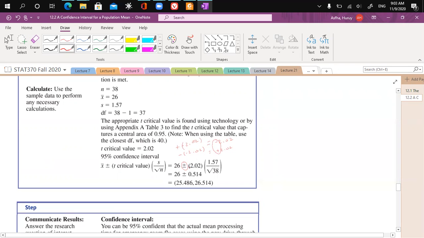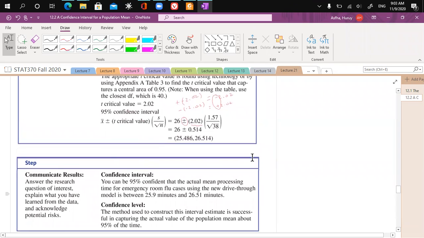Otherwise, there is no change other than the simplicity. All right, so this is the critical value, 2.02. Here we have the standard deviation of x bar, and so here we have the confidence interval. So we are 95% confident. So here we have the confidence interval, the interpretation.